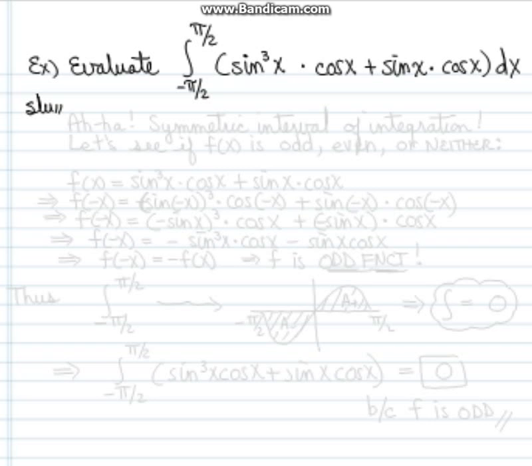Find the definite integral from negative pi over 2 to pi over 2 of the function sine cubed of x times the cosine of x plus sine of x times the cosine of x dx.